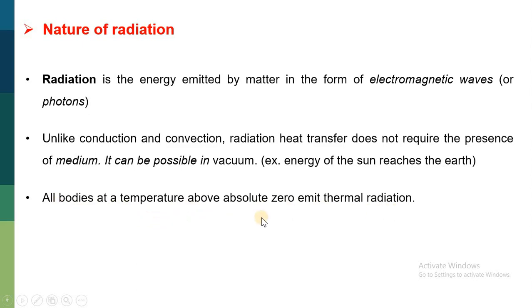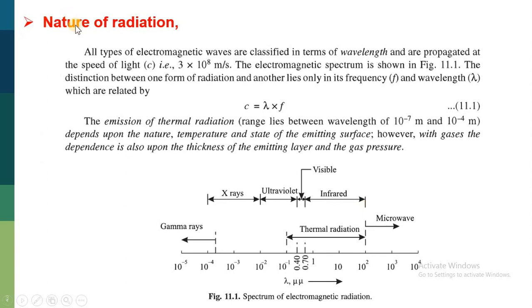All bodies at a temperature above absolute zero emit thermal radiation. This means every body in the universe having a temperature above absolute zero always emits thermal radiation. Now let us understand the nature of radiation.